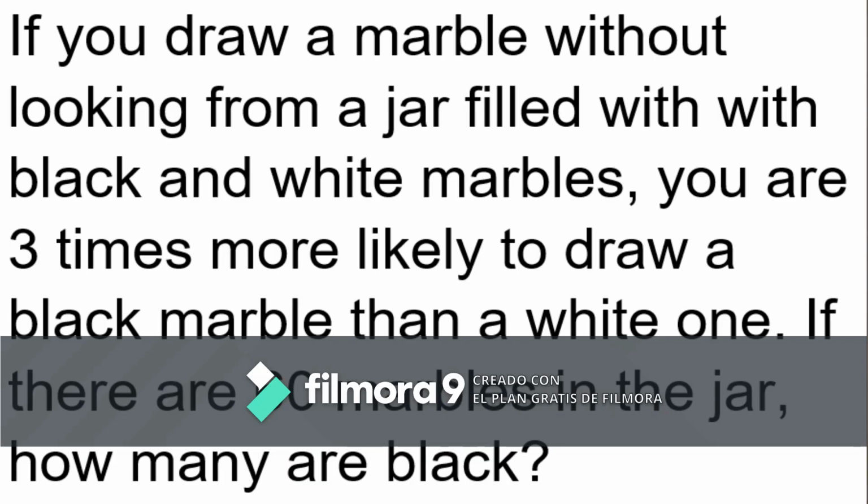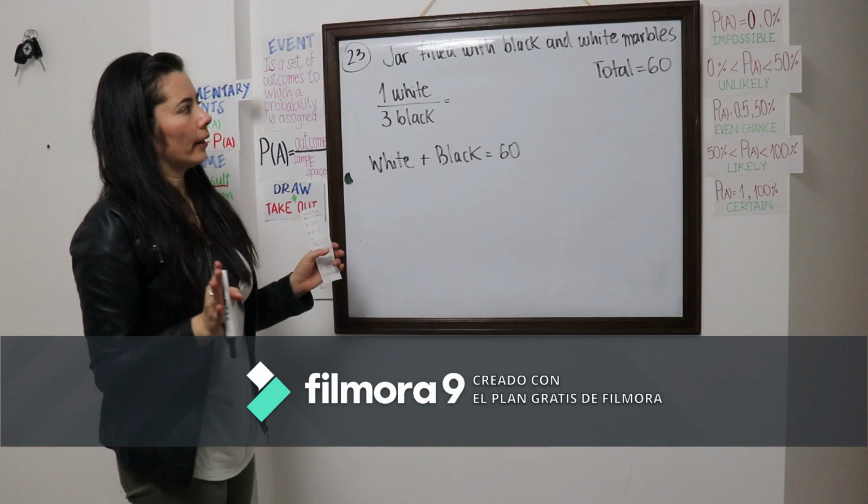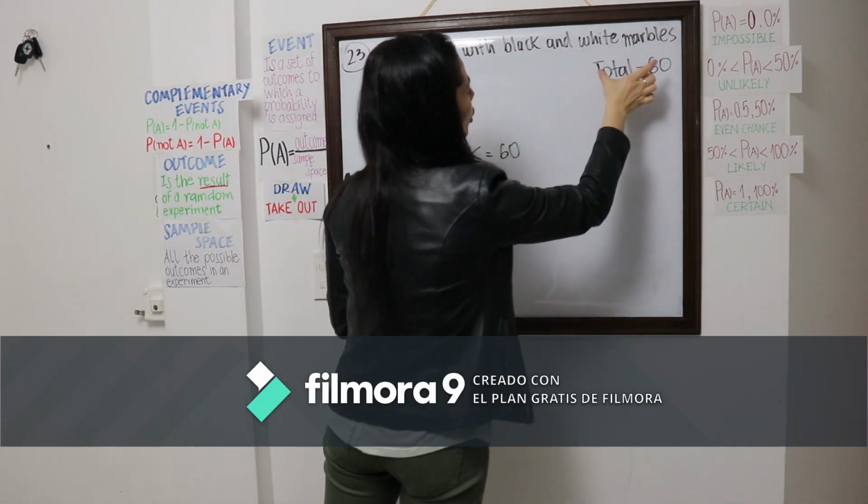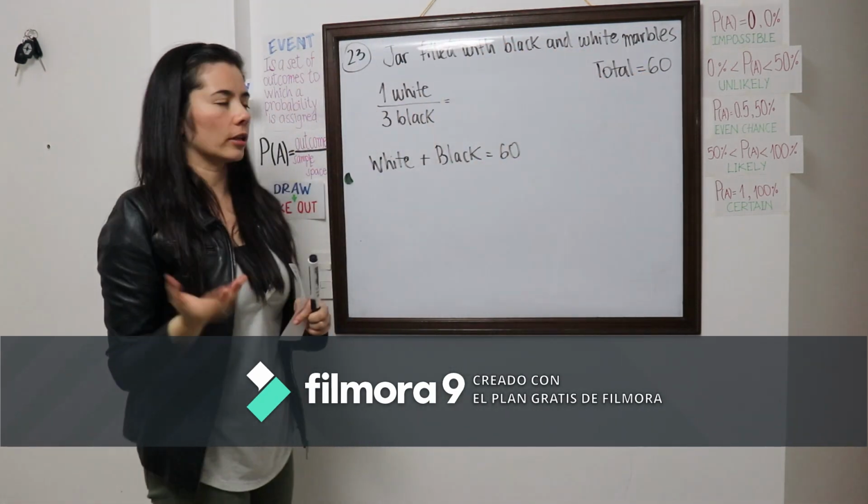The problem I want to work with you says, if it's number 23, and it says, if you draw a marble without looking from a jar filled with black and white marbles, you are 3 times more likely to draw a black marble than a white one. If there are 60 marbles in the jar, how many are black? Think about this. We have the jar, it's filled with black and white marbles. The total of marbles in the jar is 60.